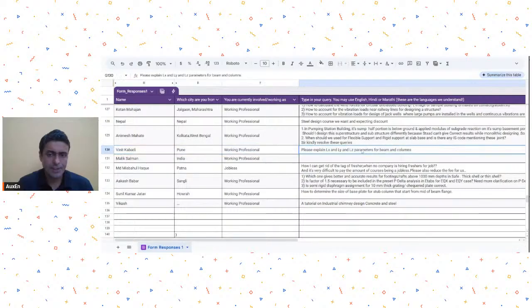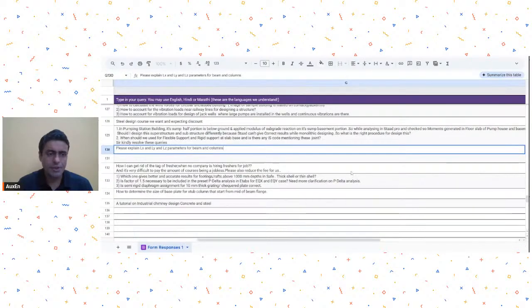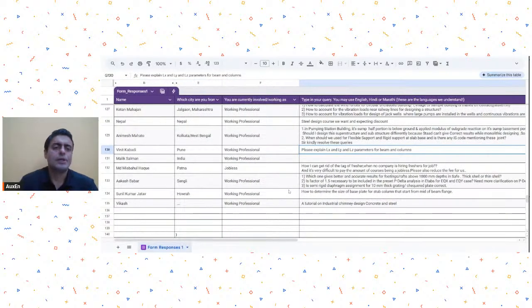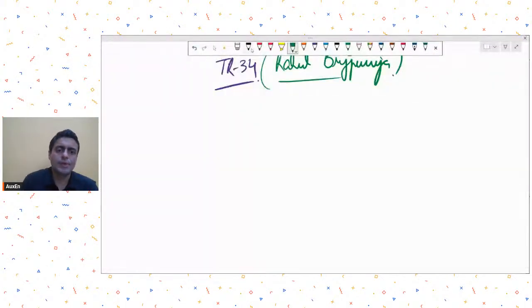Please explain LX, LY, and LZ parameters for beams and columns. So LX, LY, LZ are the effective length parameters. Usually, you need to define these parameters in STAAD, because ETABS has good computing power and is able to calculate these effective length factors quite well. So in STAAD, you have to give them because STAAD is not able to calculate them quite well.